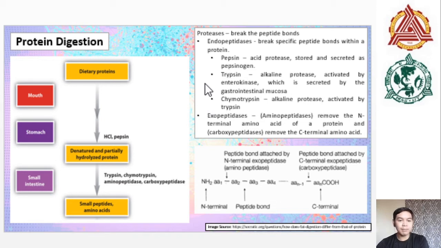Trypsin is activated by another gastrointestinal hormone called enterokinase, which is secreted by the gastrointestinal mucosa. Trypsin breaks the peptide bond involving arginine and lysine residues, while chymotrypsin is activated by trypsin. It breaks peptide bonds involving aromatic amino acids. There are two known types of exopeptidases. These are aminopeptidases, which remove the N-terminal amino acid of a protein, and the carboxypeptidases, which remove the C-terminal amino acid.